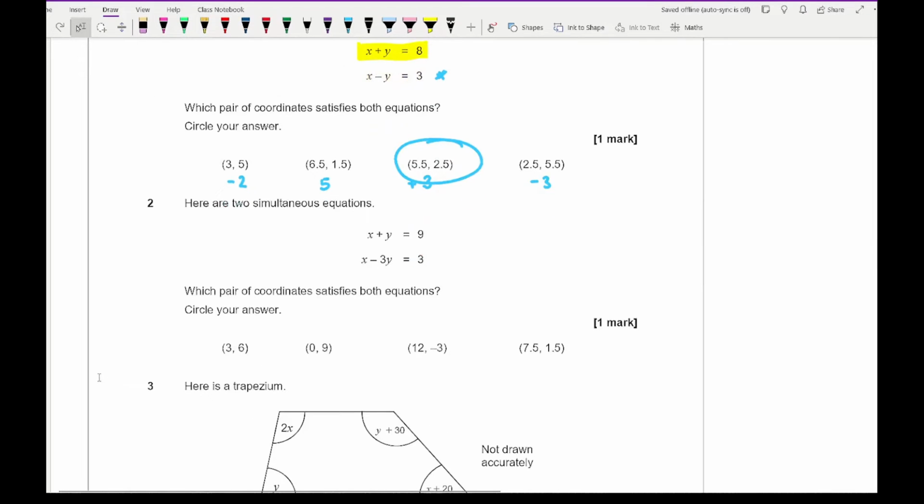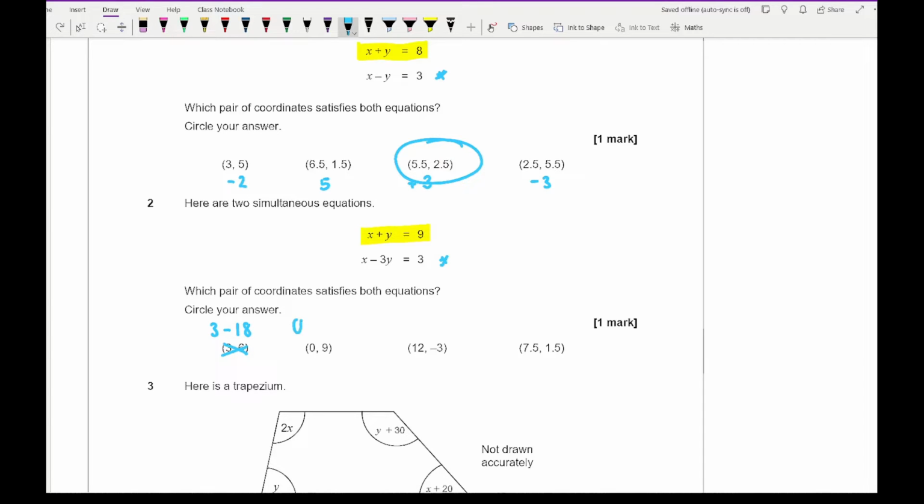Looking at question 2, a very similar question. So looking at the four options, you should be able to spot that all of the numbers added up together will give you 9. So all of them apply to the very first one. So what we need to focus on is this second one. If we substitute the x and y ordinate into the equation, does it equal 3? So here we've got 3 minus 3 times 6, which is 18. Does that equal 3? No, it doesn't. So that's not going to be an option.